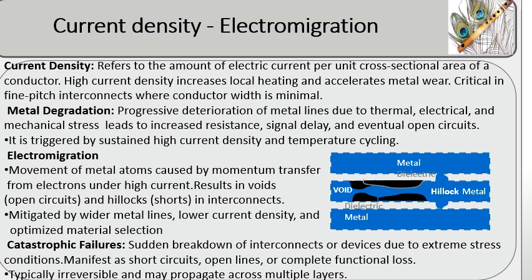Physical designers minimize this risk by limiting current density, using wider metal lines, increasing via count, and selecting appropriate interconnect materials. Electromigration is therefore one of the most important long-term reliability challenges considered during VLSI physical design.